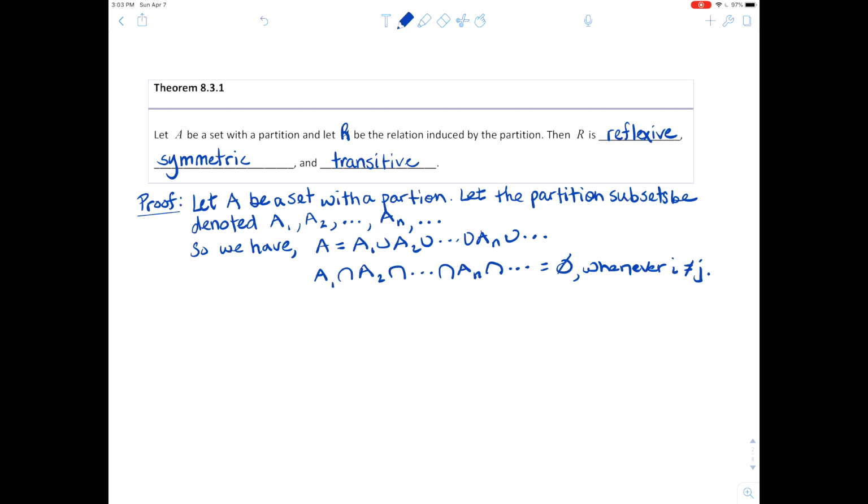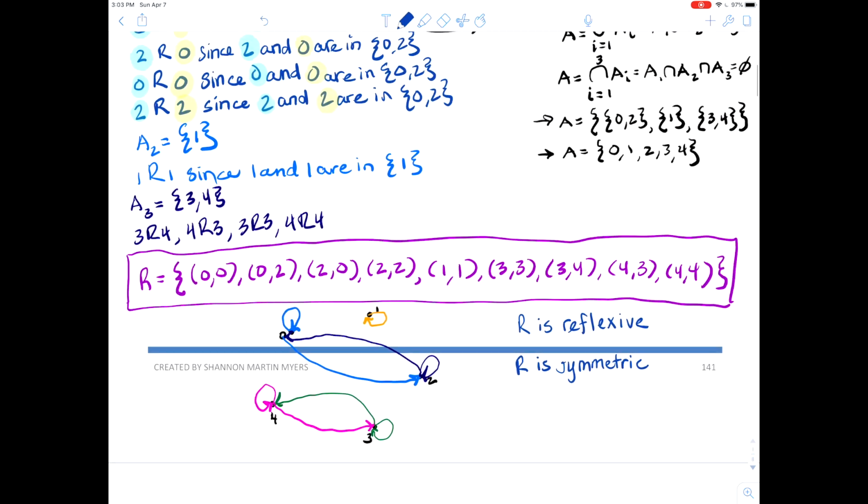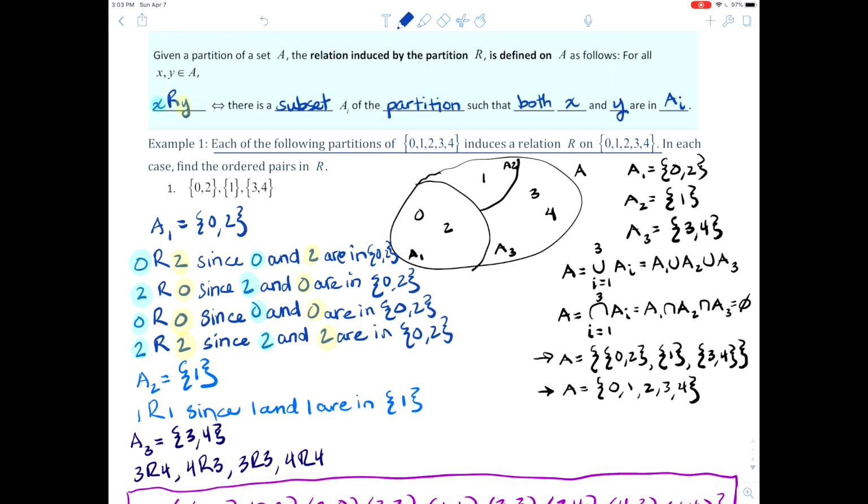Okay, so what do we know from our definition? Our definition says this, that if we're given this partition, which we have, the relation induced by the partition R is defined on A as follows. For all x and y in A, x R y if and only if there's a subset AI of the partition such that both x and y are in AI. So here we're going to be utilizing this definition. So why don't we write it up here?